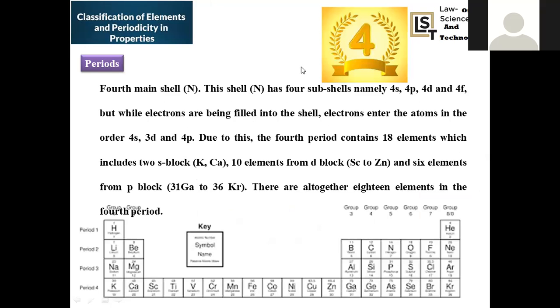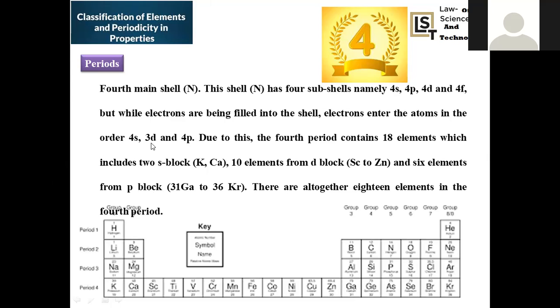Move on to the fourth period, where it is denoted as N shell. 4s, 4p, 4d, and even the 4f subshell is also there, right? But here, filling of electrons is possible only in 4s, 3d, and 4p. Here in this period, the series of filling electrons will follow this order.